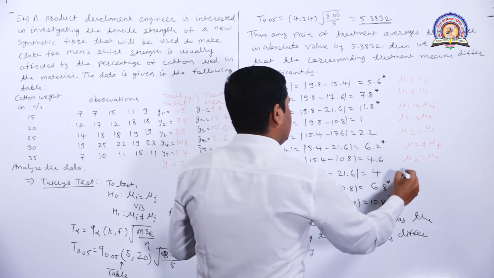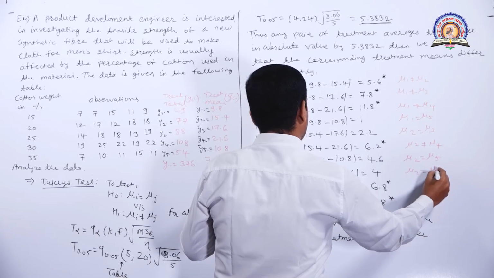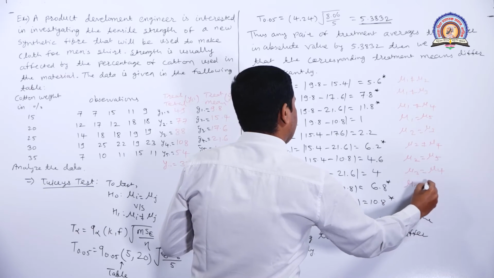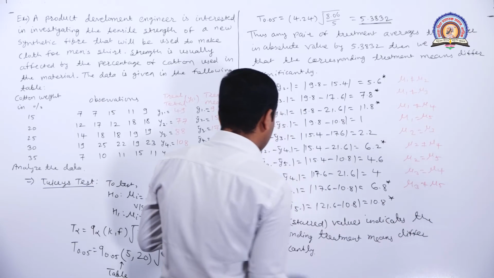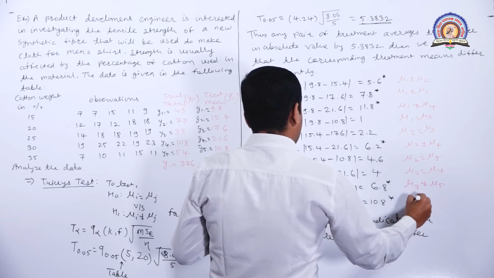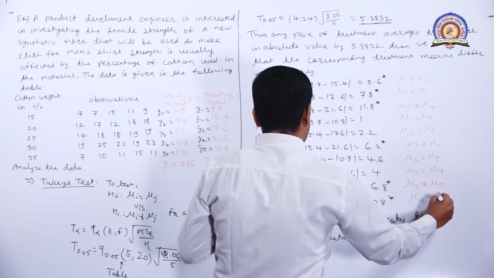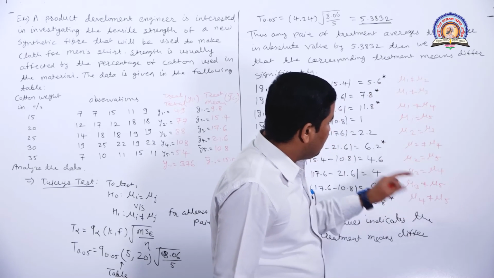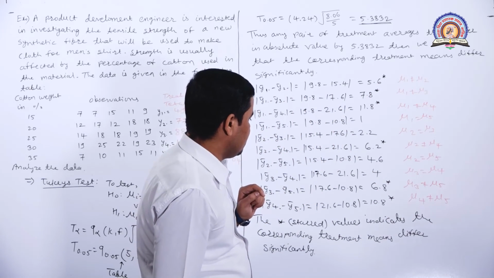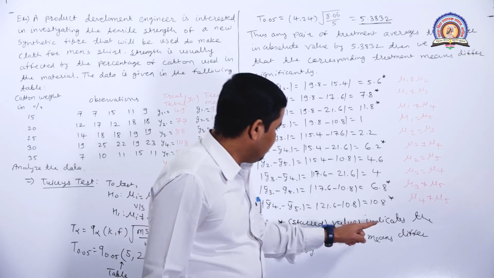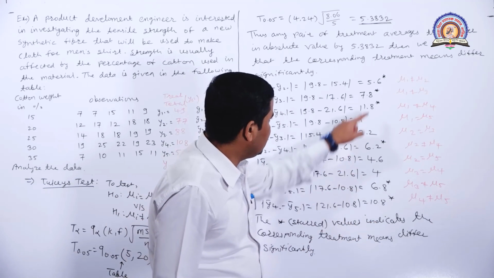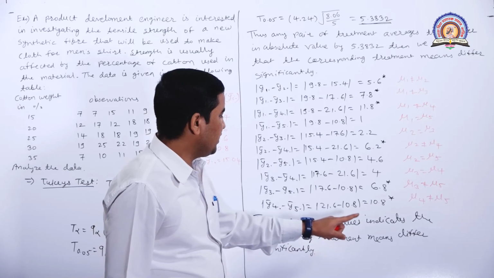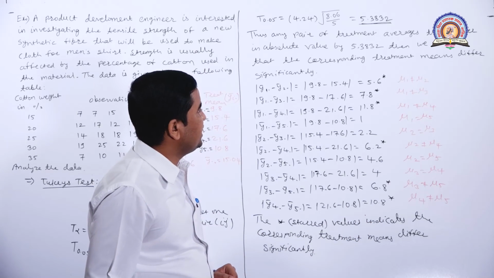This means mu3 is equal to mu4. Here this means mu3 is not equal to mu5. This means mu4 is not equal to mu5. So all these conclusions I have written in one line. The star indicates that wherever there is a star, the corresponding treatment means differ significantly.